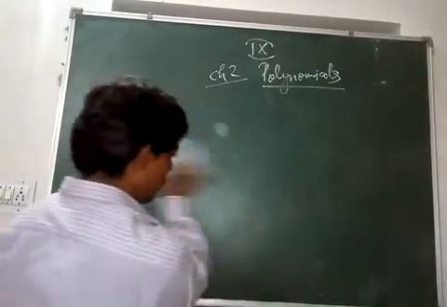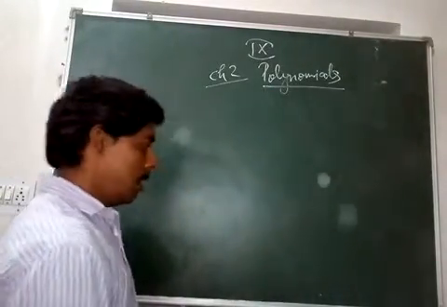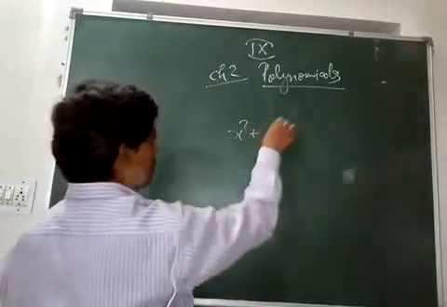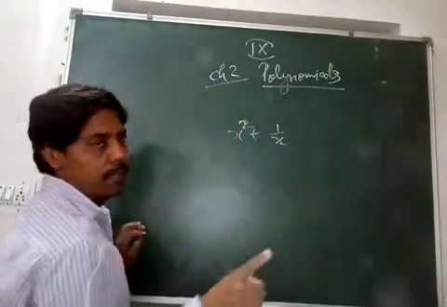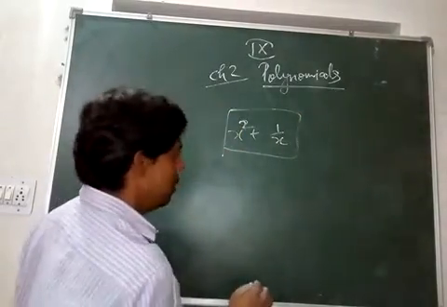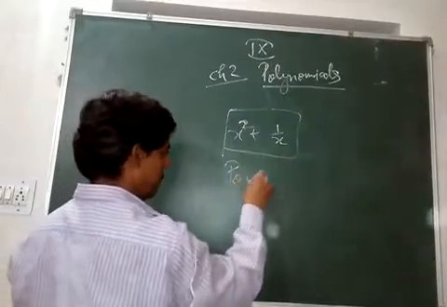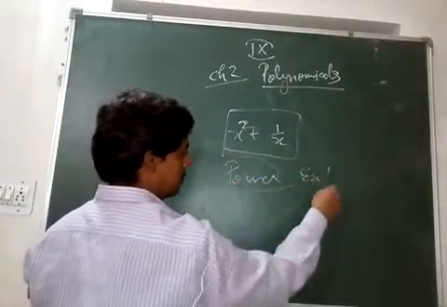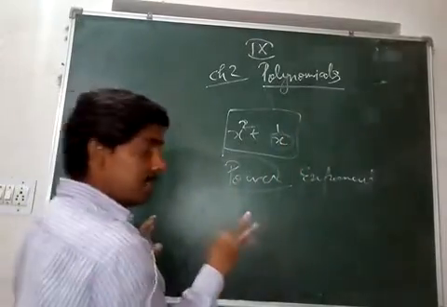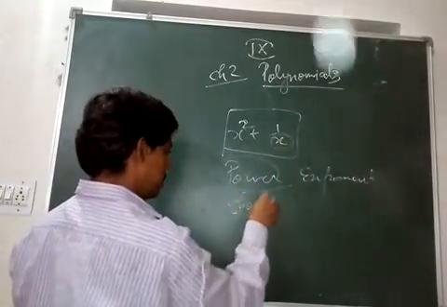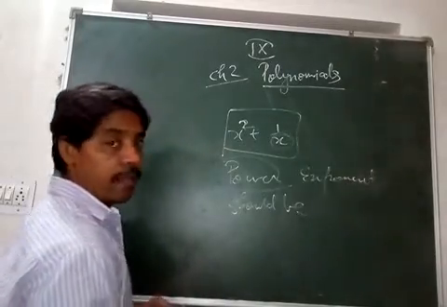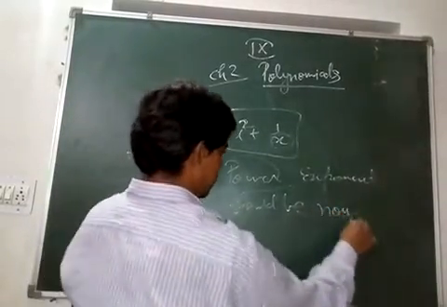Now again, laws of exponents are important with respect to this chapter also, polynomials. So we'll start the definition. Any algebraic expression like x square plus 1 upon x is not a polynomial. When does it become a polynomial? It becomes a polynomial when the exponent, that is power, of the variable should be a non-negative integer. What is a non-negative integer? So this is very important.